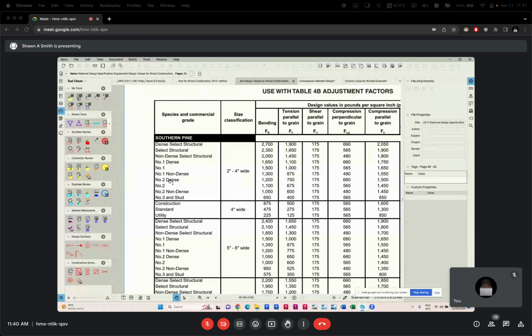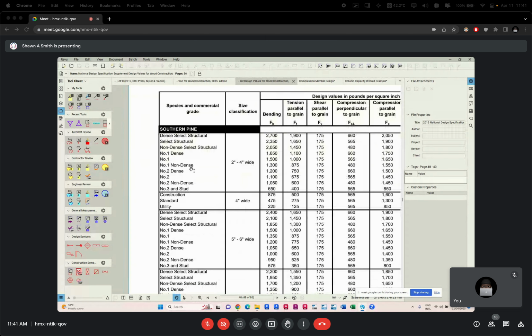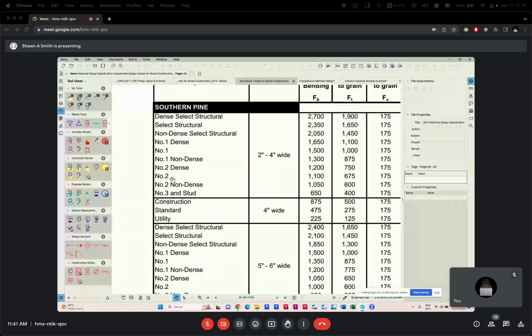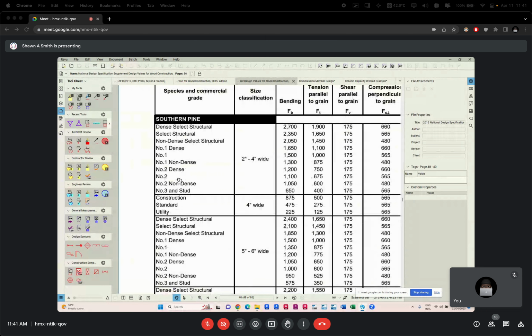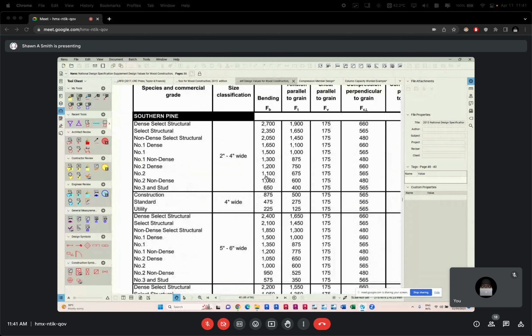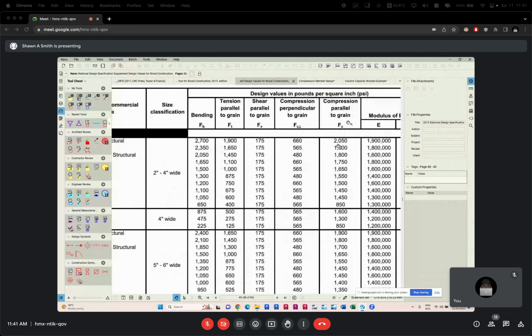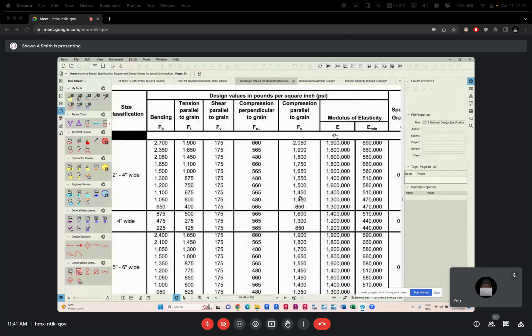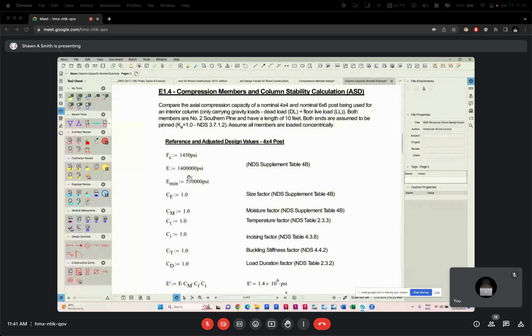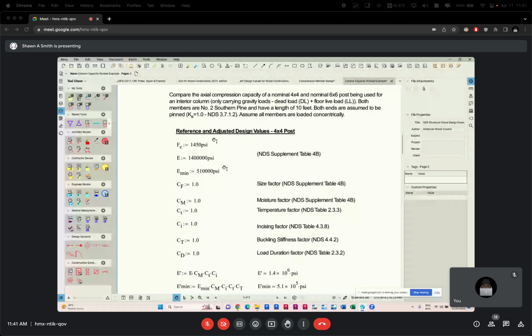It says number 2. Be careful now not to just choose a number 2, because we have number 2 dense, number 2 alone, and number 2 non-dense. It just stated number 2, so it has to be this one, and that's why I choose this third from the bottom, and we're interested in only this FC and these 2 E's. All right, so it's 1,450, which is 1.4 million for E and 510,000 for E min. So let's see. 1.4 for E and 1.5 E min. So those are the stresses that we need to go in the table for. And it says table 4B.